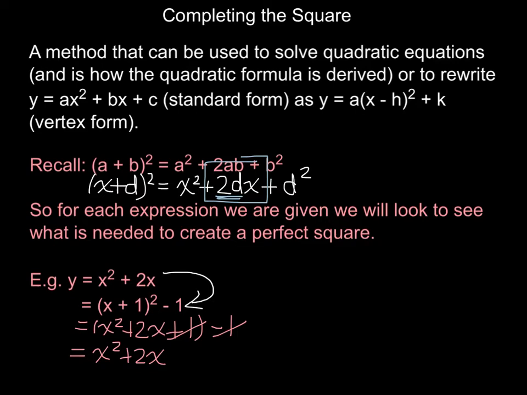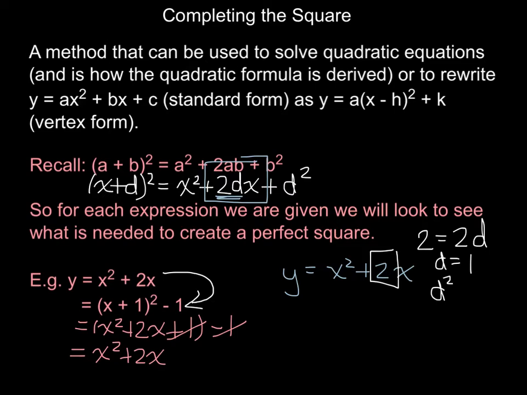So let's go back to our example below, where we had y equals x squared plus 2x. In this case, we have this value here of 2, and 2 is what is equal to our 2d above, right? That's the b term from our standard form. So 2 is 2d. So what does that make d? Well, that makes d equal to 1. So if d is 1, what is d squared? Well, 1 squared is 1. So it turns out what we need to have a perfect square is to add the value 1.